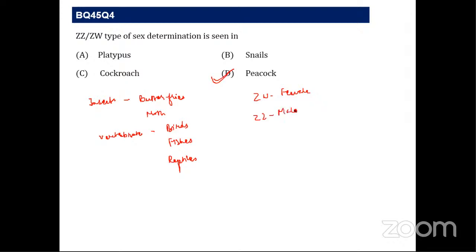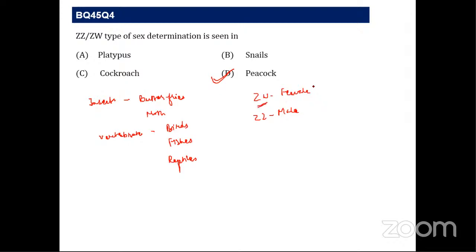So quickly tell me in the chat box whether this is an example of female heterogamety or male heterogamety. Quickly put your answers in the chat box. Here, which kind of heterogamety are we going to find? Female or male? Perfect. Very good. Very good. Kashish, Ira, Darshini. Very good.